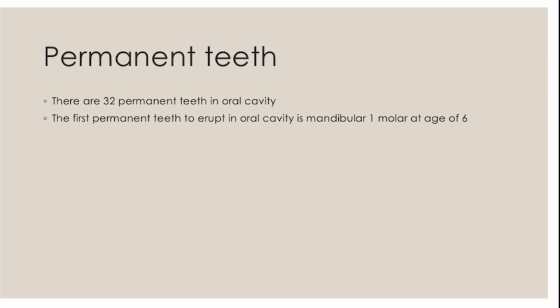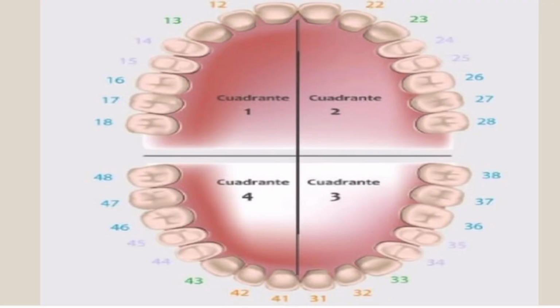The first permanent tooth to erupt is the first molar, and the last one to erupt is the third molar. Here we can see the permanent dentition and the midline, which divides each arch into 4 quadrants. This is right and this is left. In each quadrant there are 8 teeth.